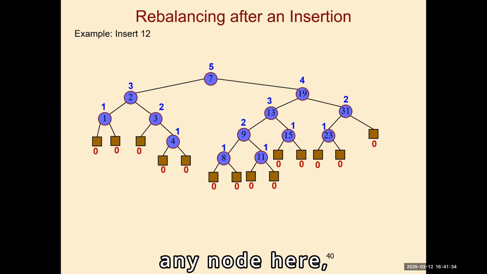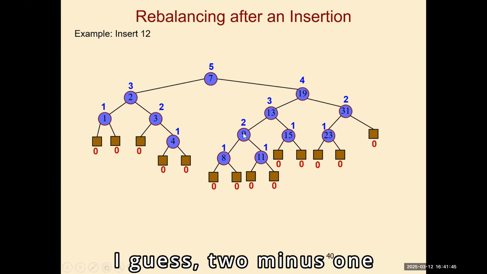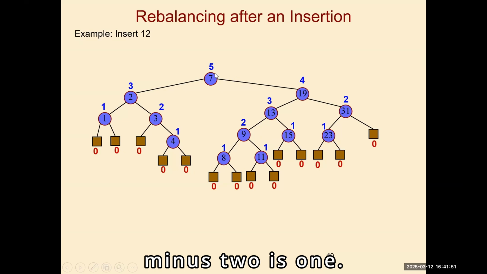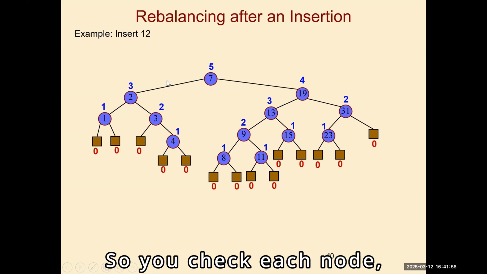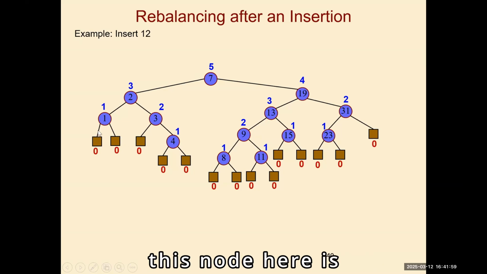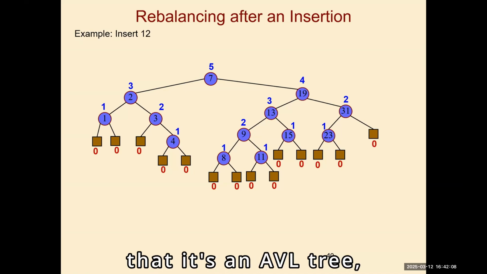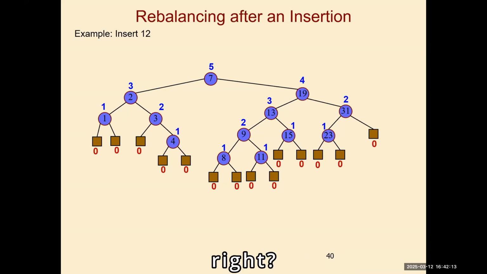So you look at any node here, like node 13. You say, how high are you? You're height 2, and you're at height 1. And the difference is, I guess, 2 minus 1 is going to be 1, right? This guy here, 3 minus 2 is 1. This guy here is 3 minus 4 is minus 1, right? So you check each node. This node here is 0 minus 0, right? He's a nice 0, right? Everybody checks and sees that it's an AVL tree, right? So everybody can do that on the test, right?